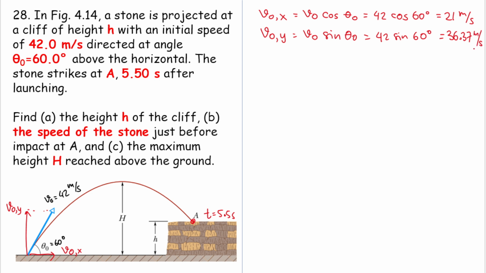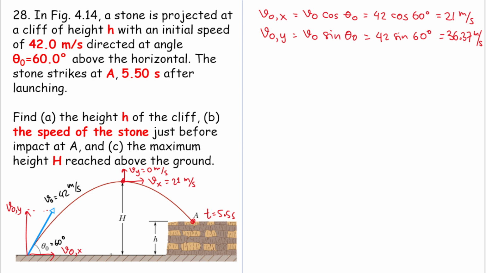Good. We now have the initial velocity, and at the maximum height here, we still have this V0x. So Vx here is equal to the initial one, 21 meters per second, because the horizontal velocity is constant. But in the vertical direction, Vy is equal to 0, because it stopped moving up and starts moving down. So the vertical velocity is 0 meters per second.